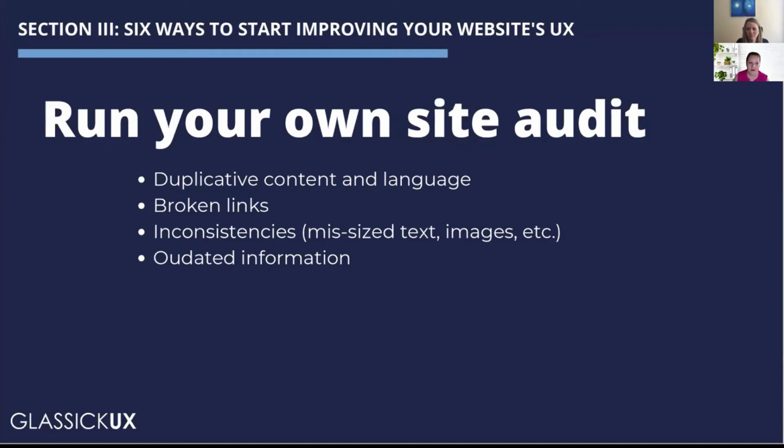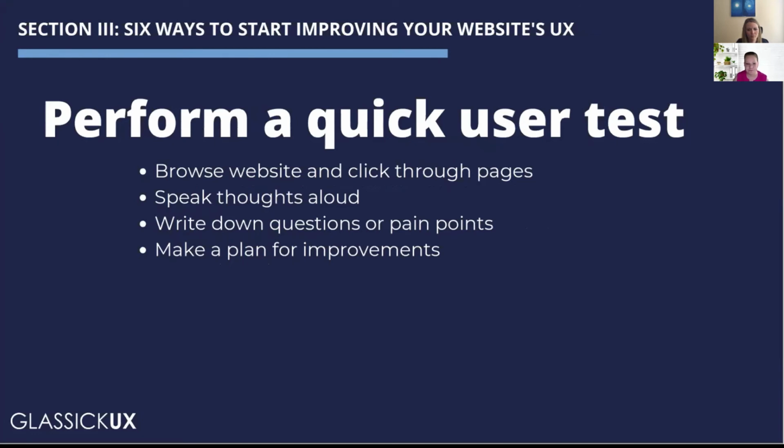So you want to note things like outdated content, duplicative content and language, broken links, formatting issues, inconsistencies in text styling and image styling, outdated information. So these are all sorts of things that you're going to want to just jot down, and that's going to set the basis for improvements to your website. You can take all of these notes, prioritize, decide what needs to be fixed and in what order.